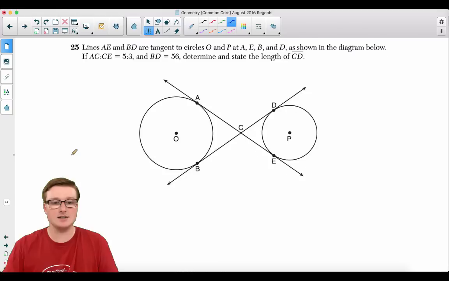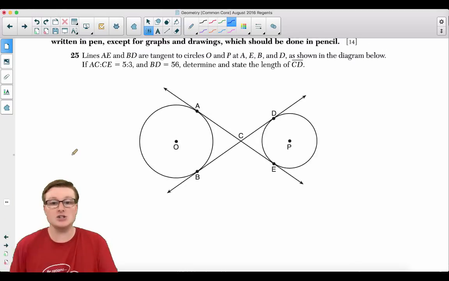So, question 25. It says, lines EA and BD are tangent to circles O and P at A, E, B, and D, as shown in the diagram below. If AC to CE is in a ratio of 5:3, and the length of BD is 56, determine and state the length of CD. That's a lot of information. Let's break it down.